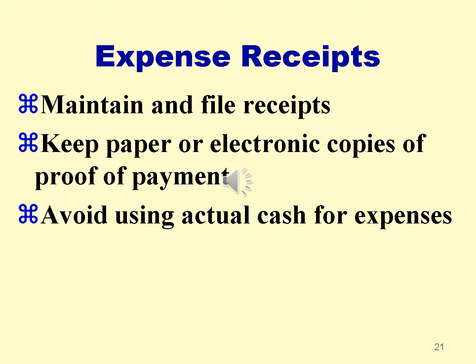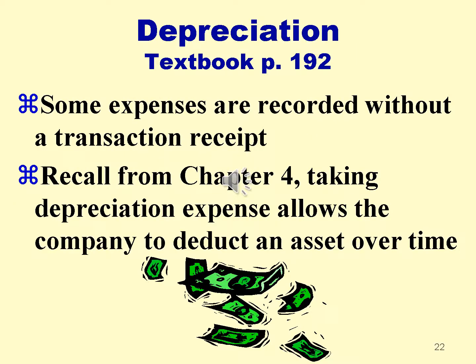All expenses should be supported by a paper or electronic proof of payment. Businesses should avoid using actual cash for expenses, as it is much more difficult to have an audit trail. One type of expense that is recorded without a receipt is depreciation expense. Depreciation is recorded in the financial records using a journal entry to record the expense as the asset is essentially being used up over time.